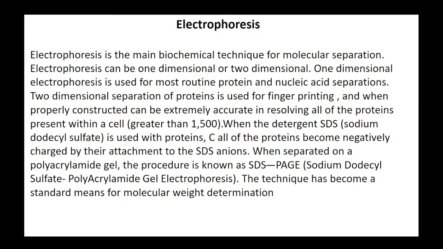The next method is electrophoresis. Electrophoresis is the main biochemical technique for molecular separation. Electrophoresis can be one-dimensional or two-dimensional. One-dimensional electrophoresis is used for most routine protein and nucleic acid separations. Two-dimensional separation of proteins is used for fingerprinting, and when properly constructed can be extremely accurate in resolving all of the proteins present within a cell.